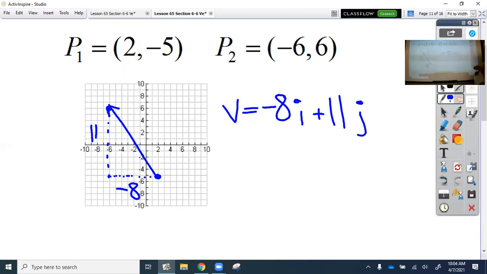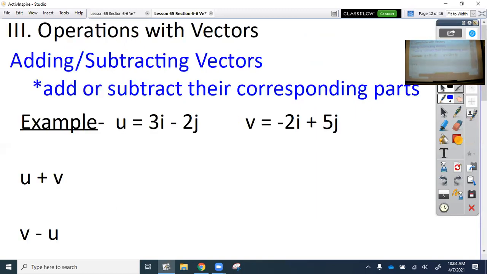All right, flip your paper over or go to your second page. Here we go. Let's talk about a couple of operations. And we're going to go through these pretty quick because they're simple and you're going to think they're simple. All right. First one, if we are adding or subtracting, this says we're going to add or subtract their corresponding parts. All right. Could you write down vector U and vector V? And we will use the same ones when we talk about scalar.